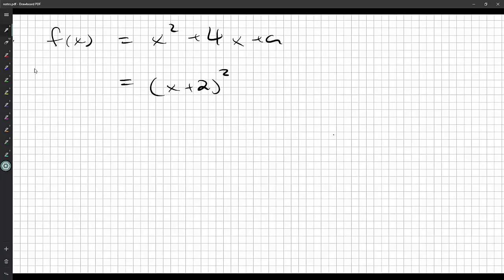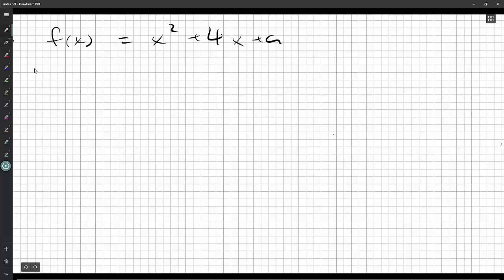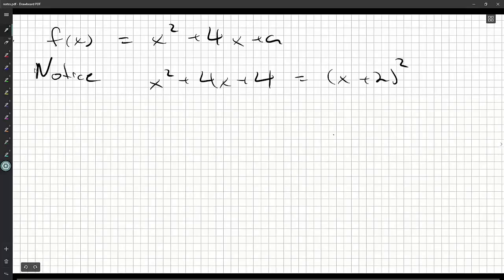Things to think about. All right, so x squared. Well, let's say notice x squared plus 4x plus 4 is equal to x plus 2 squared. So, a being equal to 4 would certainly work.